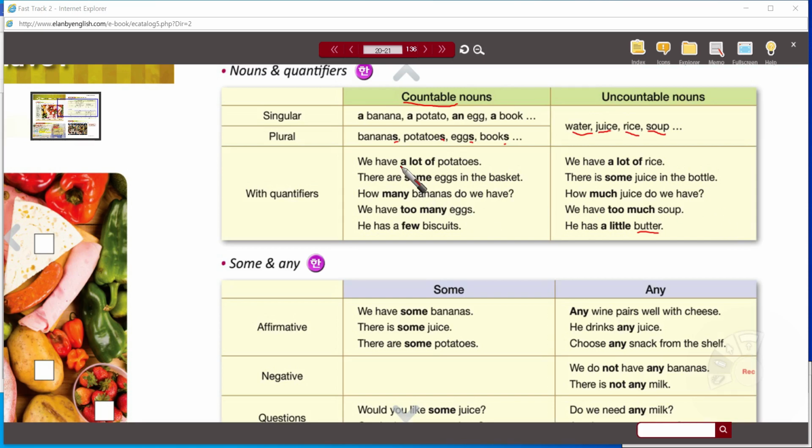Now we can see some of the phrases we use. A lot of and some can be used for both countable nouns and uncountable nouns. Okay, so again, I have a lot of potatoes. I could count the potatoes, but there's so many I don't want to be bothered, or I don't know the number right now. Again, with eggs, I have some eggs in the basket, but I don't know the exact number.